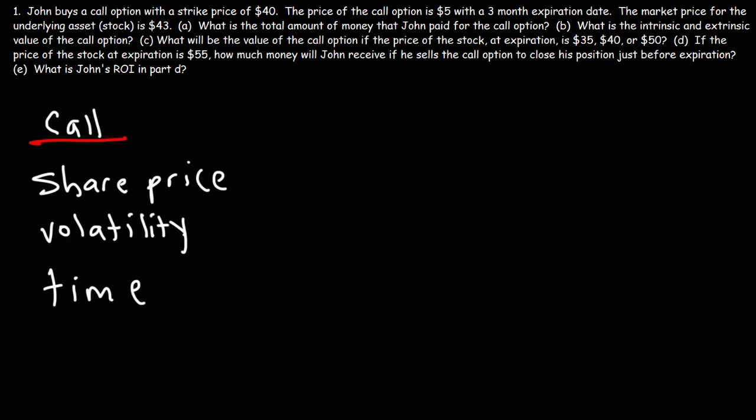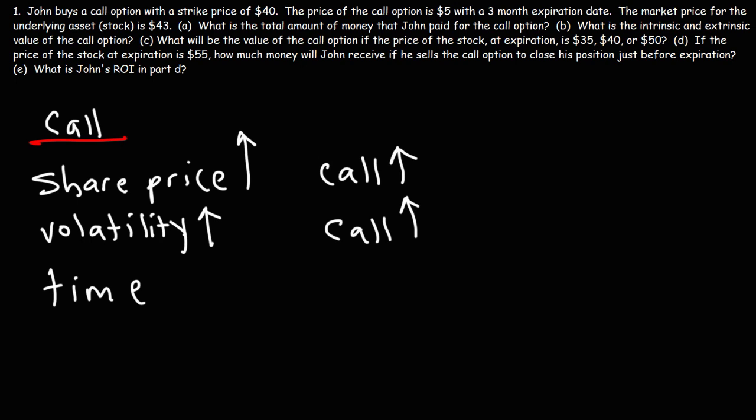So what happens to the value of the call option if the value of the stock goes up? If the value of the stock goes up, the value of the call option goes up as well. Specifically, the intrinsic value of the call option. A call option has two components, the intrinsic value and the extrinsic value. Now, what about volatility? As the stock becomes more volatile, what happens to the value of the call option? As volatility increases, the value of the call option goes up. More specifically, the extrinsic value of the call option.